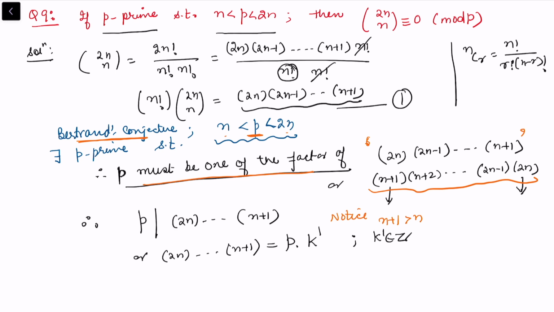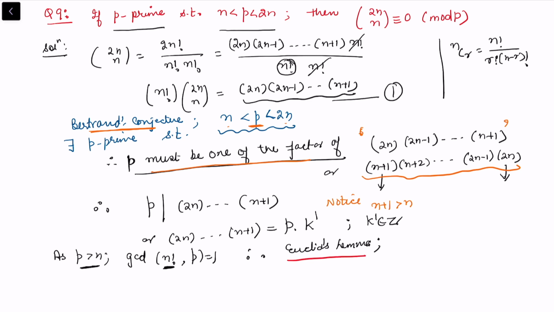And we also notice that as p is strictly greater than n, obviously the GCD of n factorial and p is 1, because in n factorial we will have all the integers which are less than or equal to n, but p is greater than n, so obviously p cannot be common with the smaller integers.